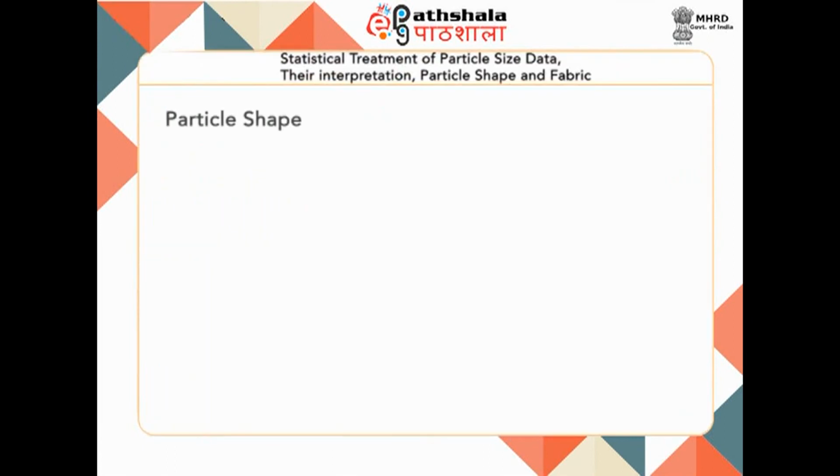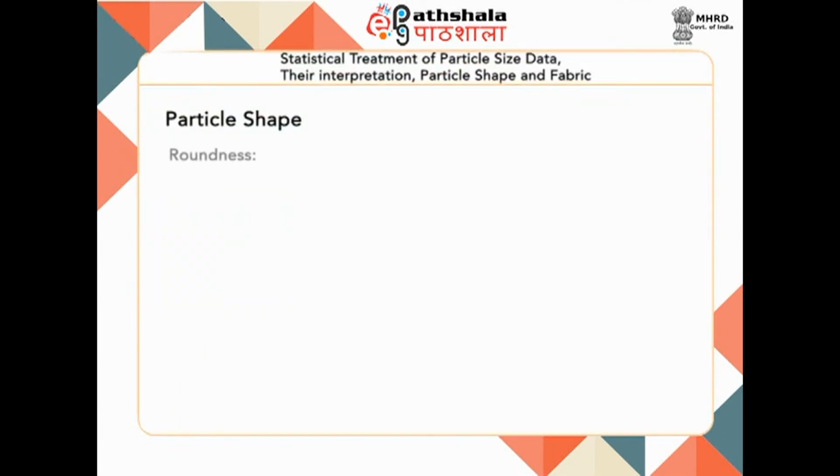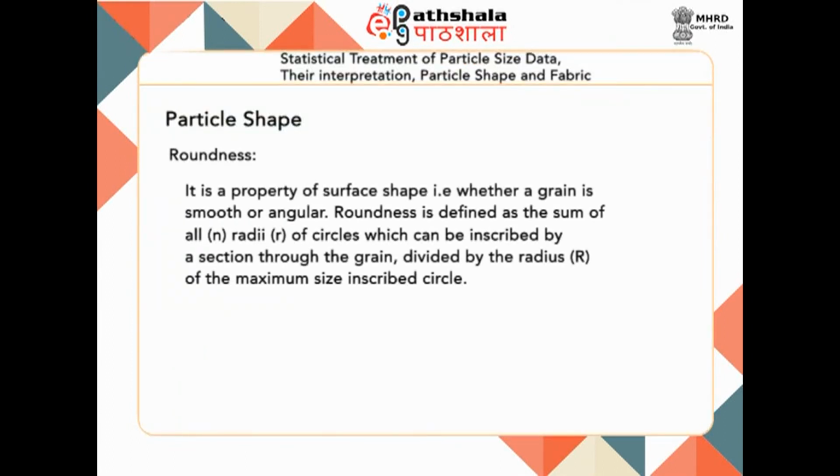Now, we discuss something about the particle shape. Two parameters, that is roundness and sphericity, are used to describe the shape of any clastic grain. What is roundness of a grain? It is a property of surface shape, that is, whether a grain is smooth or angular.